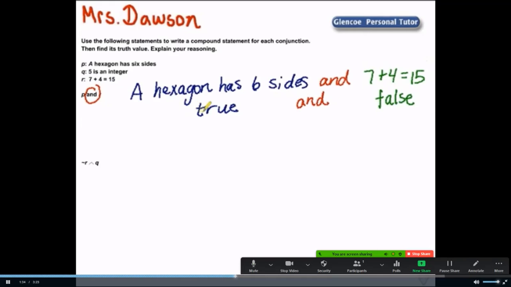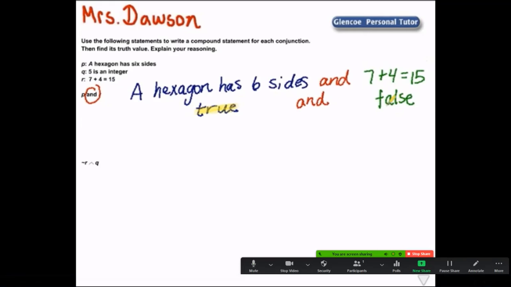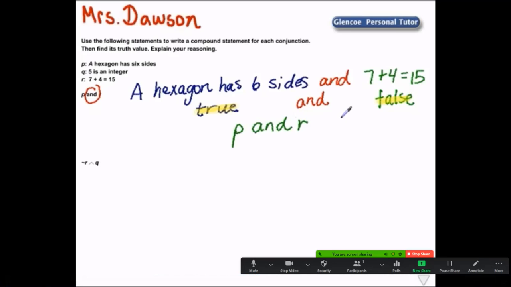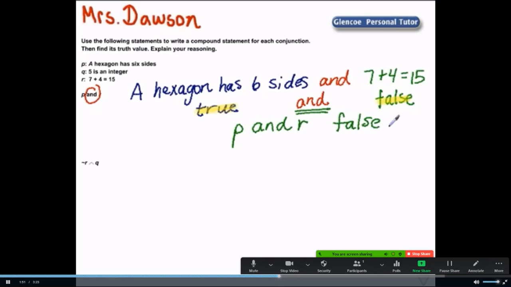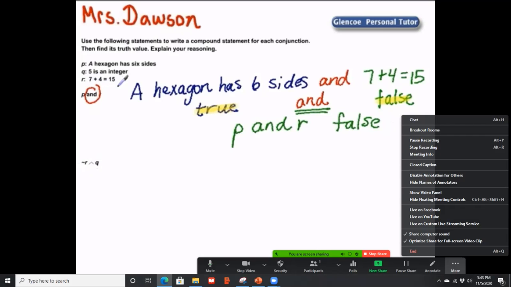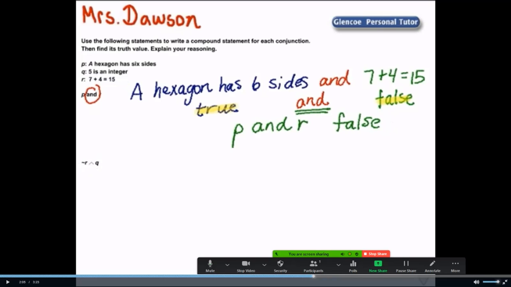Although P is true and R is false, that makes P and R a false statement. Because of the and, both pieces would have to be true. The second statement is the conjunction of not R and Q. So we're going to negate R, and remember that negate means to have the opposite value.